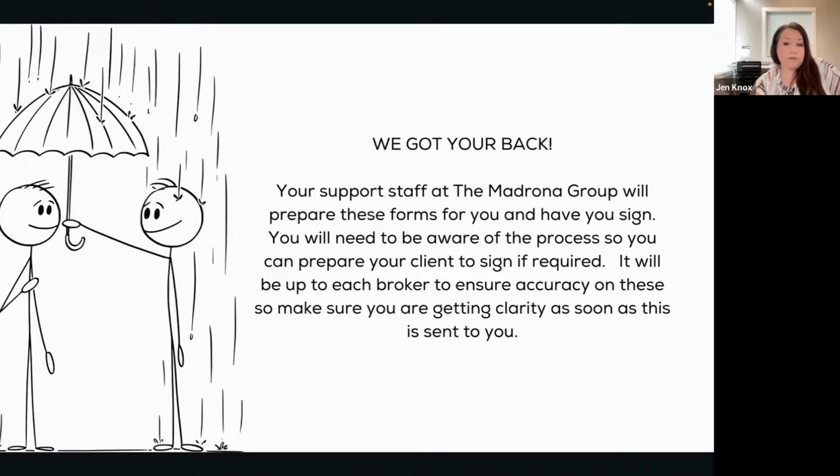It will be up to each broker to ensure the accuracy and make sure that you're getting clarity as soon as it is sent to you. But once it is signed over, whoever's in charge of your either transaction coordination, or if you have an assistant, or even if you're doing it yourself, once those are signed, they are sent to escrow. So escrow knows how to disperse that compensation at the end of the sale, as well as put that closing statement together.